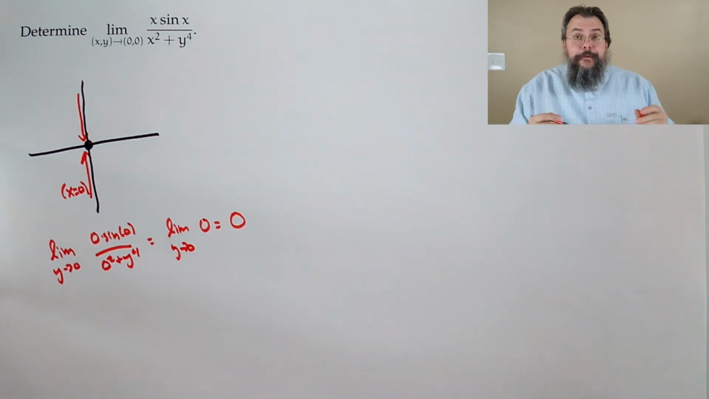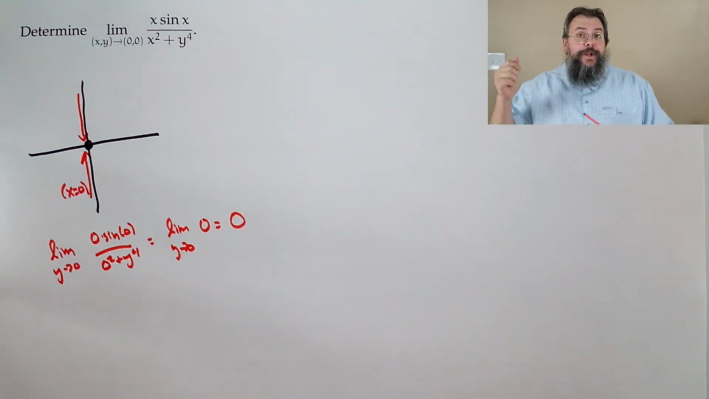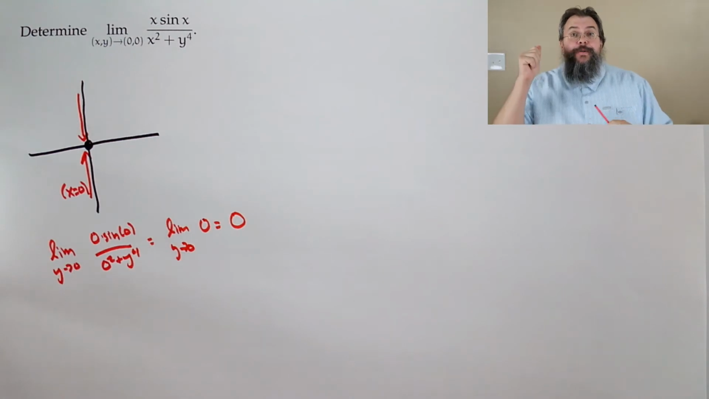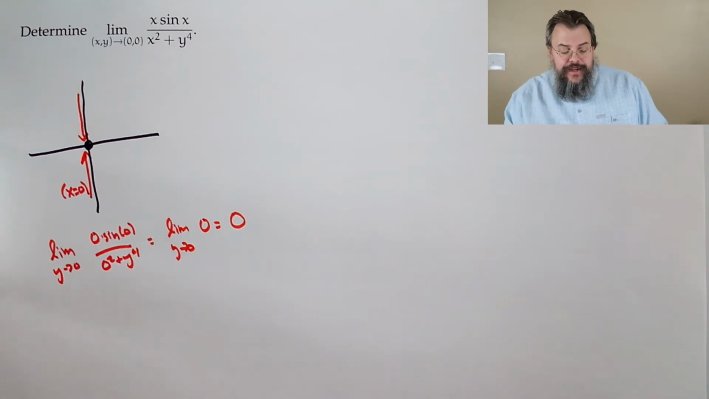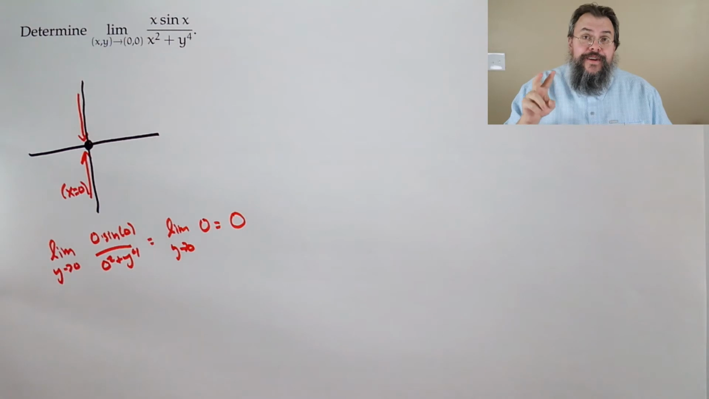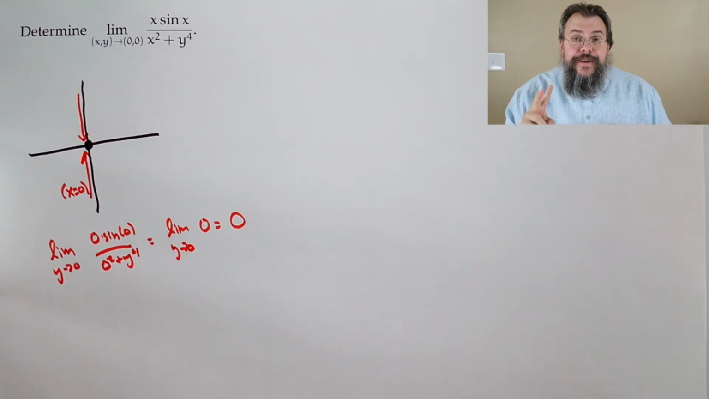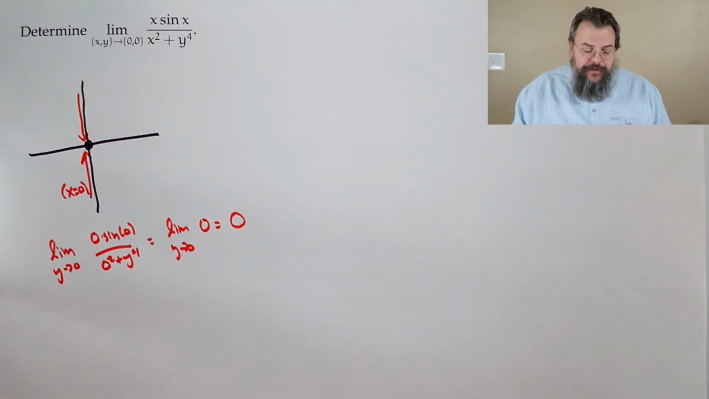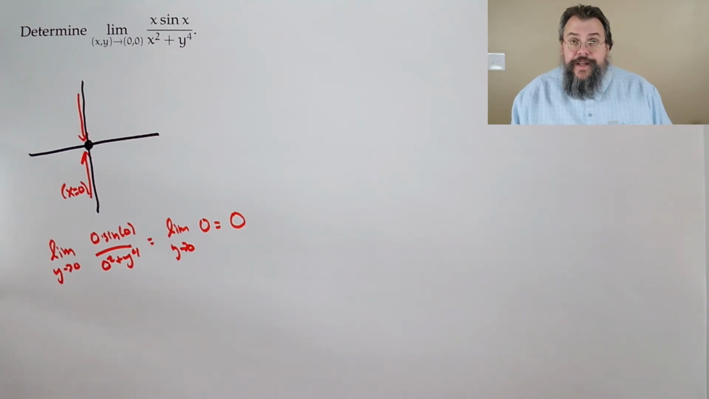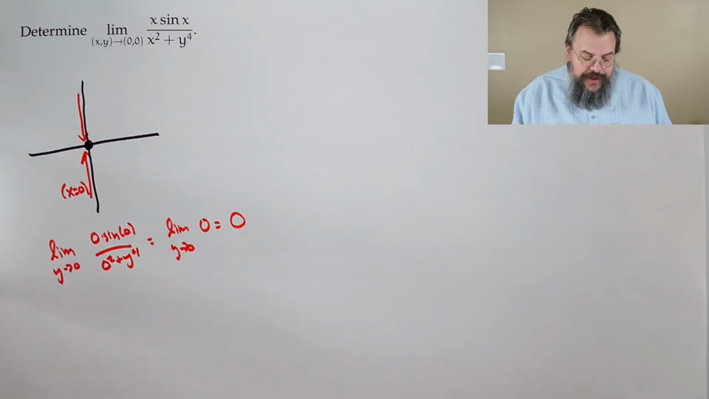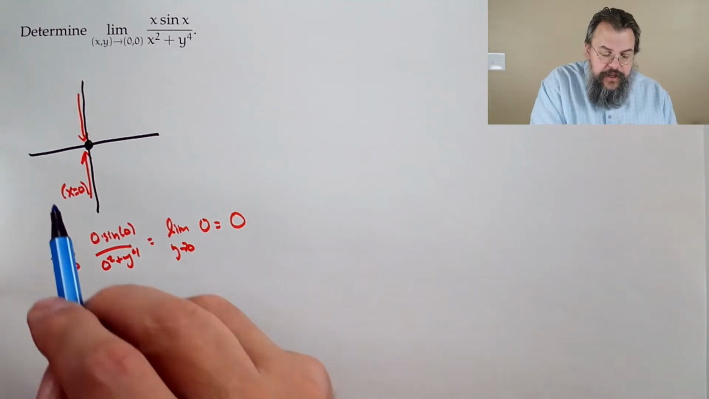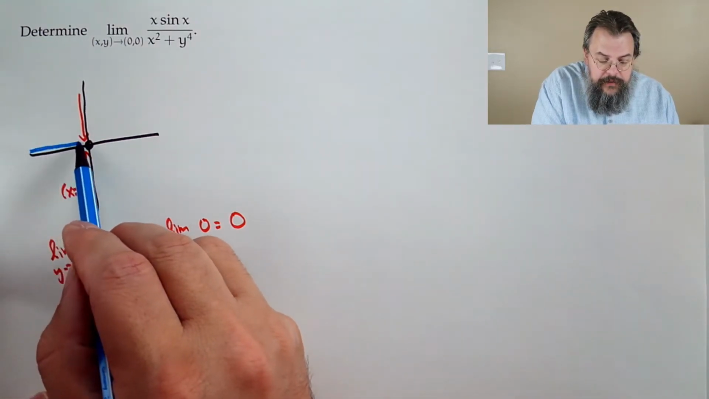Great, good. Now, at this point, we don't know what our limit is, but we know if it does exist, it's 0. So we've narrowed it down to two possibilities, 0 or does not exist. So at this point, it's like, okay, good, 50-50, it's one of those two. Well, let's try another direction. So let's move in along our axes from left to right.